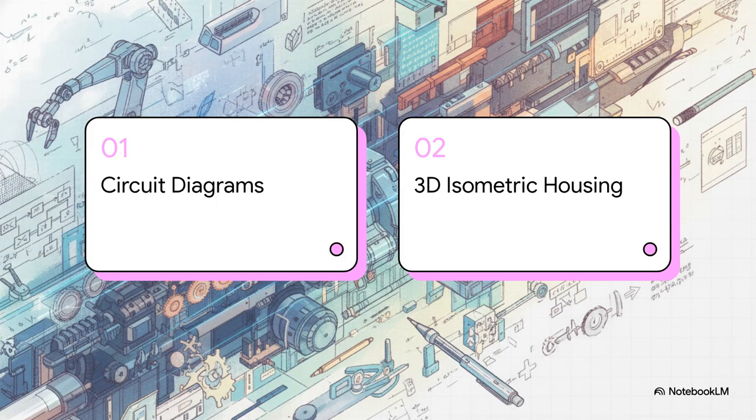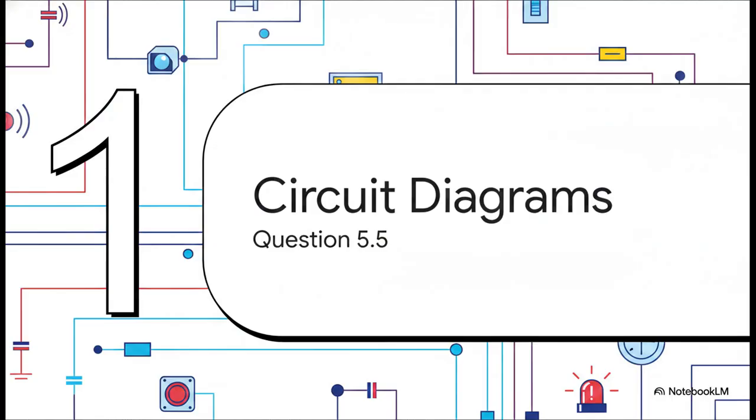So, our mission objectives for today are broken down into two main phases. First up, question 5.5, where we'll master standard circuit symbols to draw a really neat circuit diagram. Then, for question 5.6, we'll shift gears and sketch out a professional 3D isometric housing structure for your alarm system. All right, let's dive right into that first objective and tackle question 5.5. We need to draw the circuit diagram for your intrusion detection alarm system.